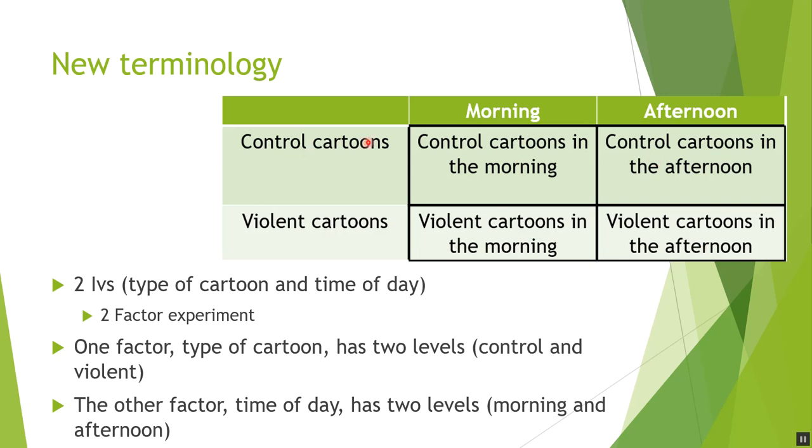That is, for the type of cartoon, there's either control cartoons or violent cartoons. So there's two conditions or two levels of that factor. And then time of day, there are two levels of that factor, morning and afternoon. So we have a very basic factorial experiment with two independent variables. And the two independent variables, the two factors, are cartoons and time of day, and they both have two levels.